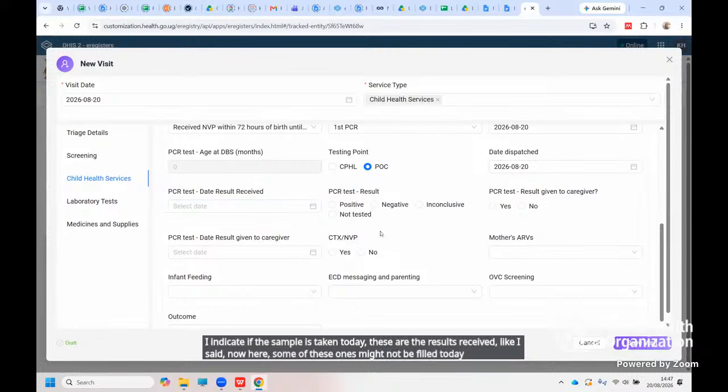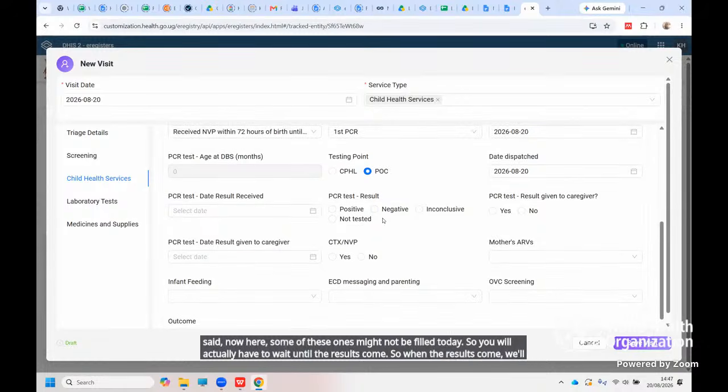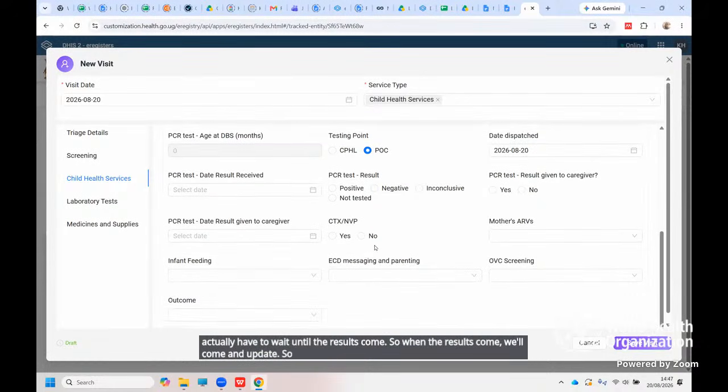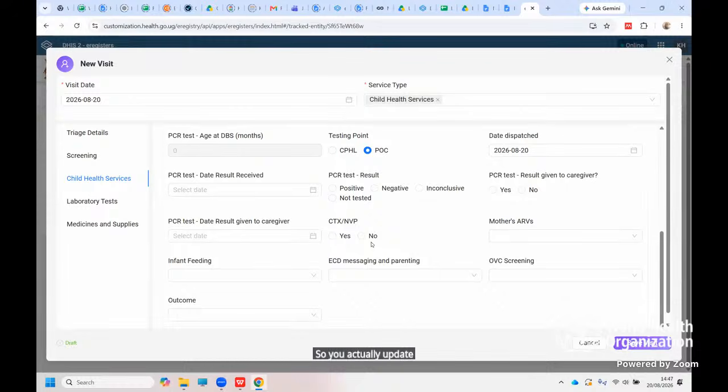So you will actually have to wait until the results come. When the results come, we'll come and update. You will update all these other fields as appropriate. So if someone is initiated on CTX today, you'll put that.